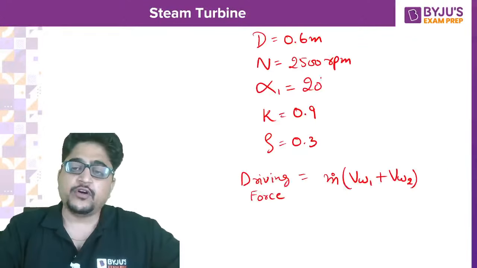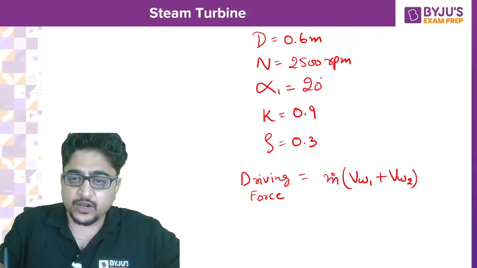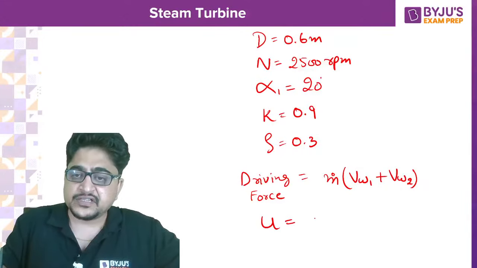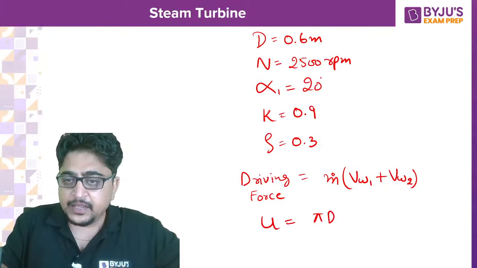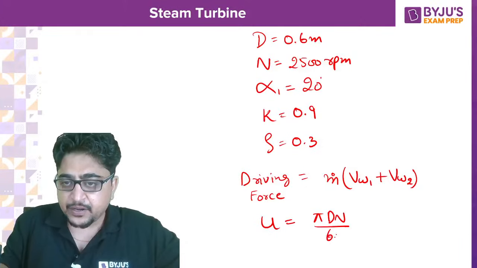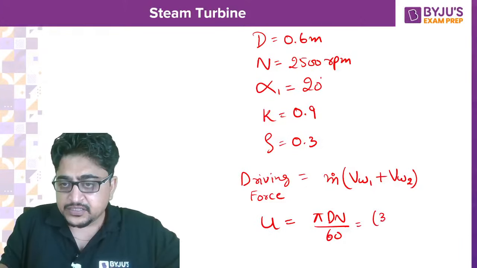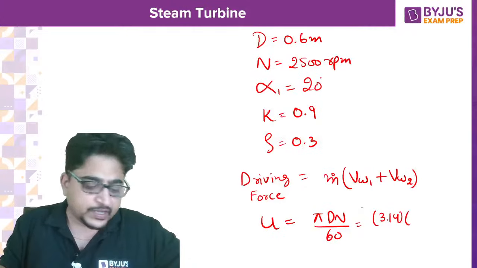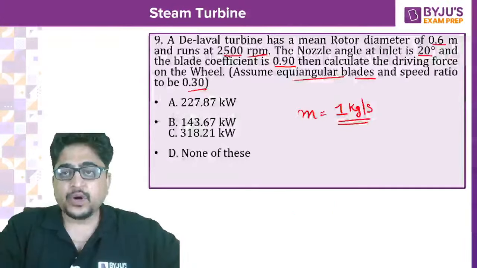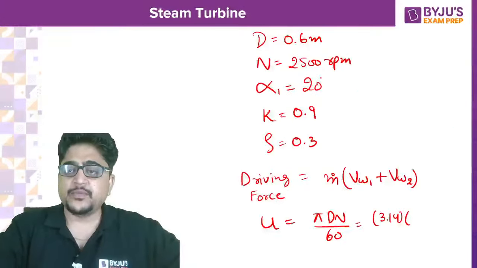So what is the value of U? Come on my dear friends. It is pi DN by 60. So what is pi? It is 3.14. What is the value of D? It is coming as 0.6.